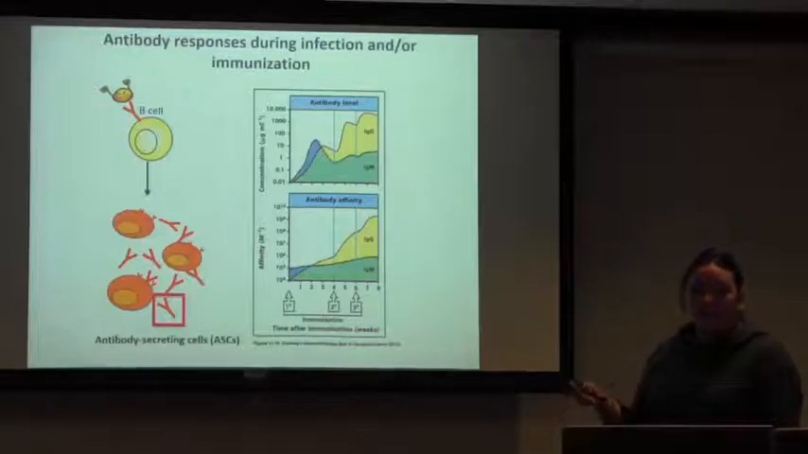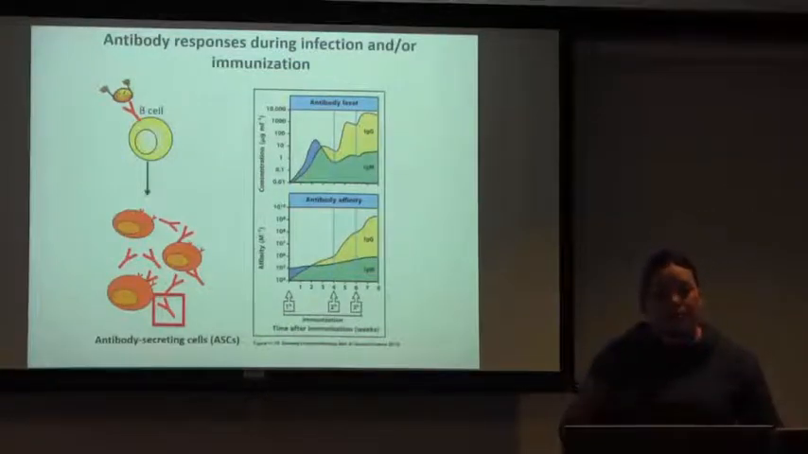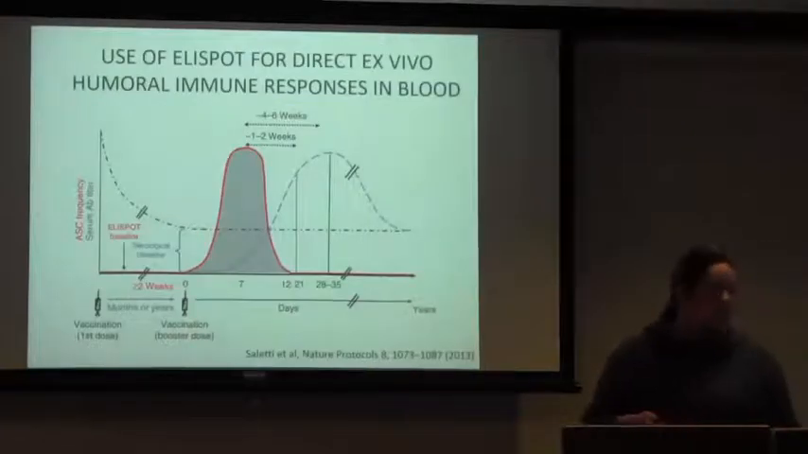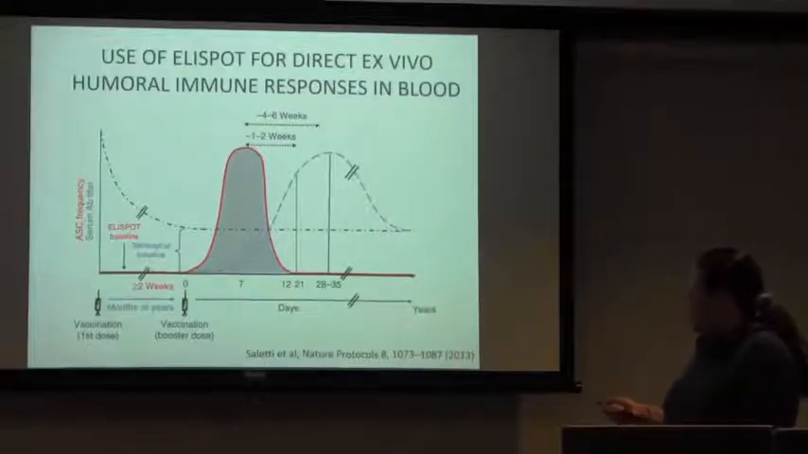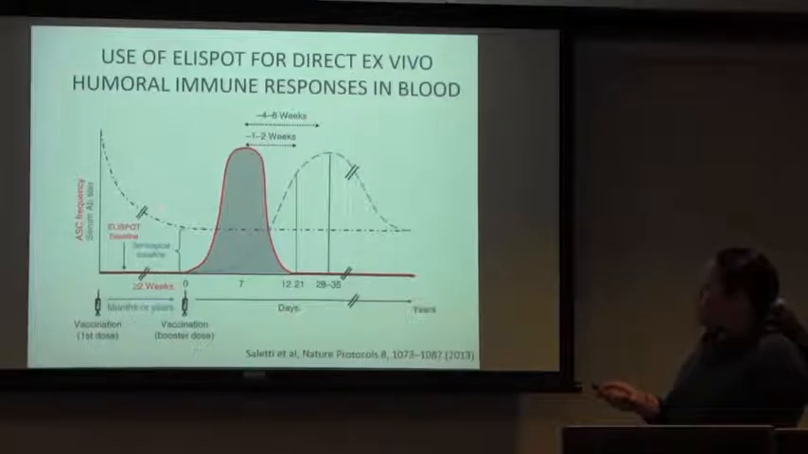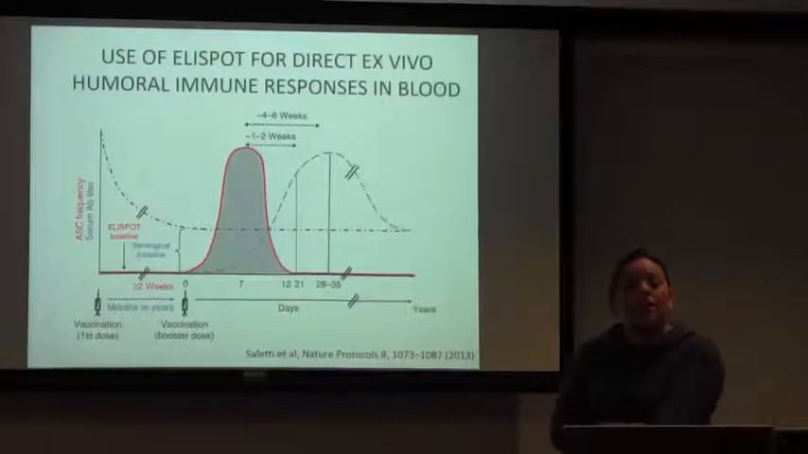Just looking at antibodies in serum of individuals that receive a vaccine. However, there are other ways that we can look at antibody responses right after an immunization, and the better way to do this is by using an ELISPOT for direct ex vivo humoral immune responses in blood. This was a paper that just recently came out in Nature, where they developed an ELISPOT assay to use ex vivo, using whole blood or PBMCs isolated from people that have been vaccinated.